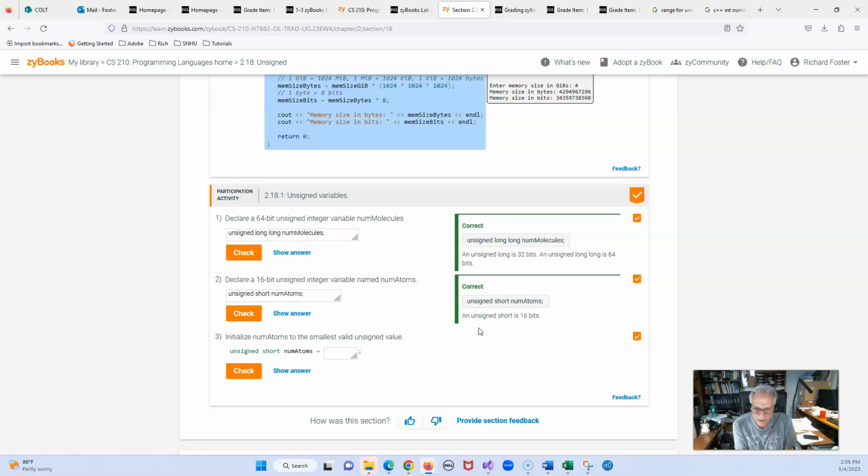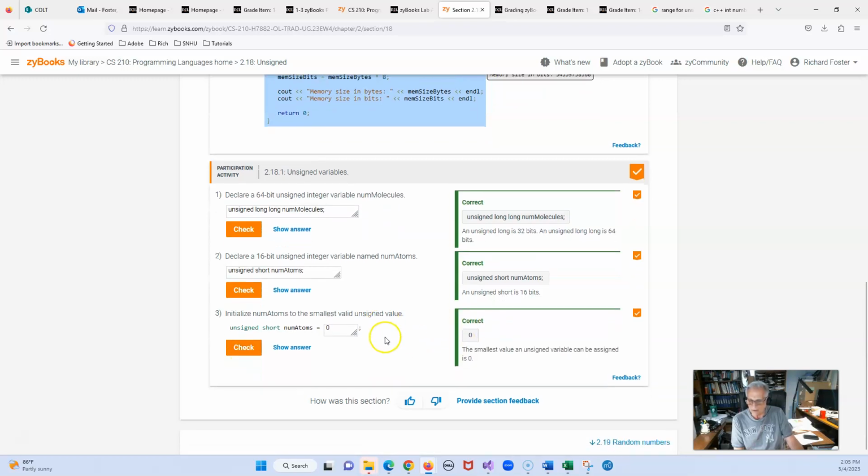Now this is a little sneaky. They say initialize num atoms to the smallest unsigned value. Well, this is really easy because it doesn't matter whether it's a short, an int, a long, or whatever it is. The smallest unsigned is always going to be 0. And if it's not 0, I will be very surprised. So let's click here and choose check, and we're good here.